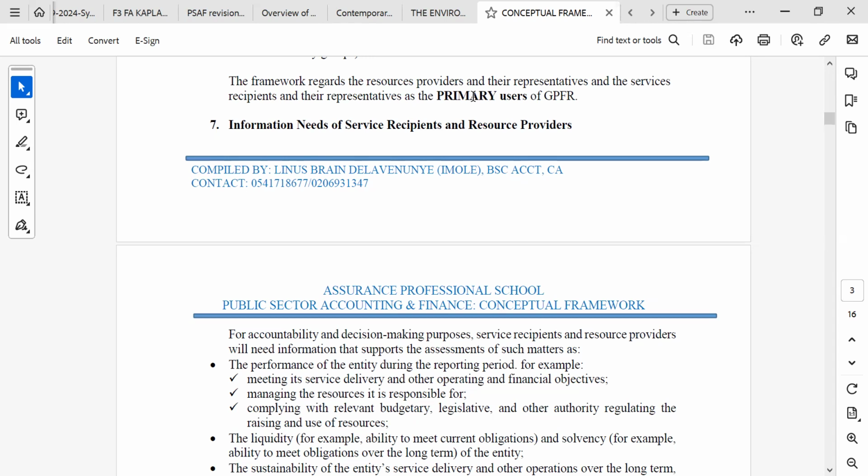So we are going to be looking at whether they are able to manage the resources that they are responsible for, because the housing project has been given to them. Were they able to manage it very well? The money allocated to them, were they able to manage it very well? The asset that was left to them, were they able to manage it very well?